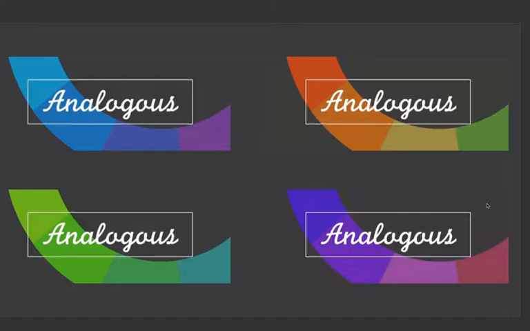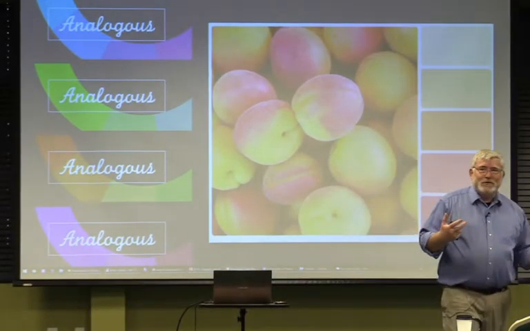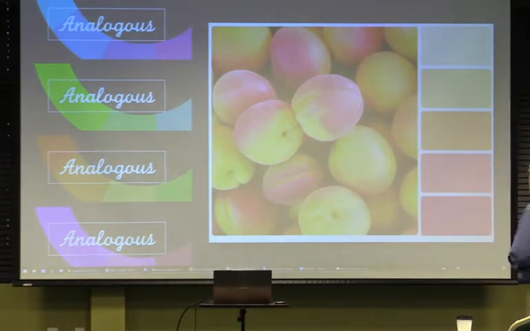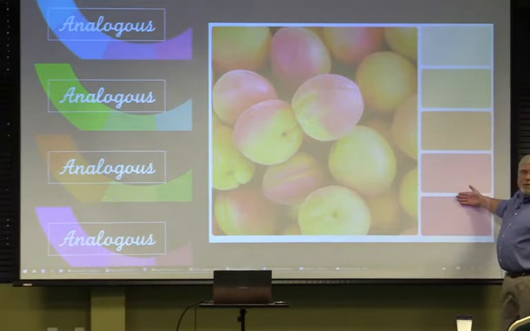Analogous colors are colors that are close to one another or adjacent to one another on the color wheel. And we see these used all the time as well. God does it in nature. These are analogous colors. Colors that, as you can see, are adjacent to one another on a color palette.